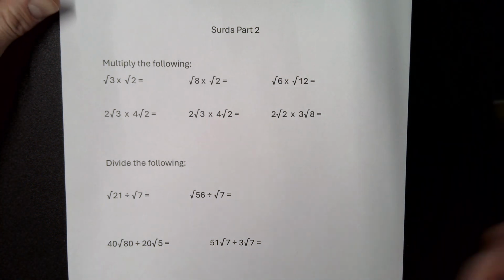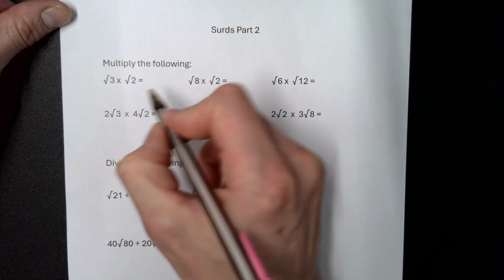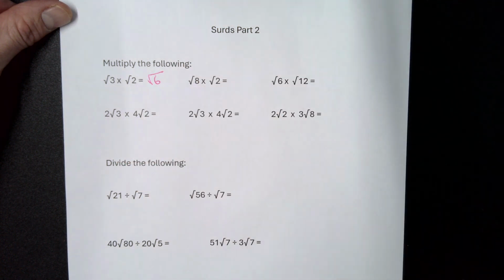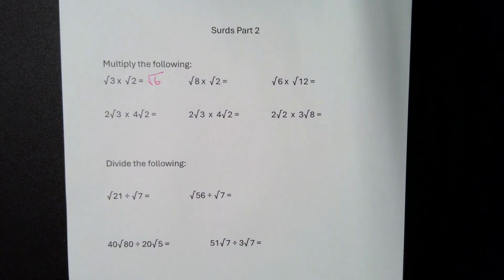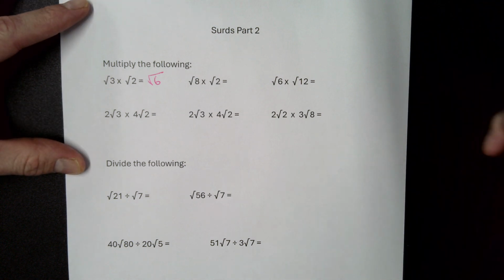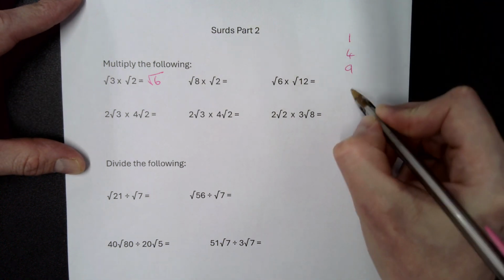So we're going to start with root 3 times root 2. Well, 3 times 2 is 6, so that's root 6. Okay, 6 cannot be simplified, so we'll leave it as root 6. Now it's also a good idea to write down your square numbers again, to go down the side, just for you to spot.